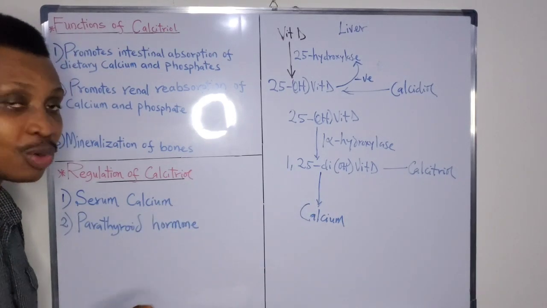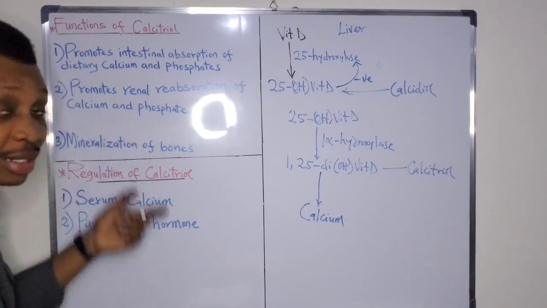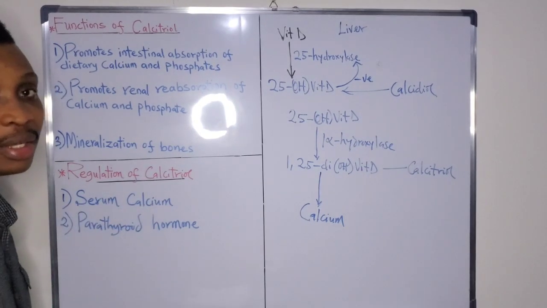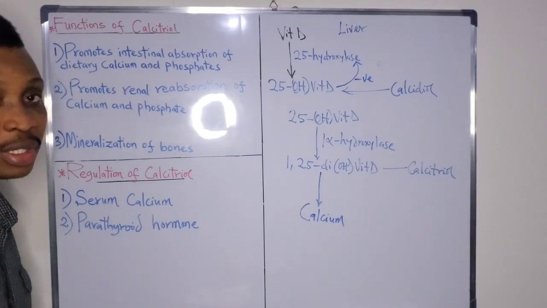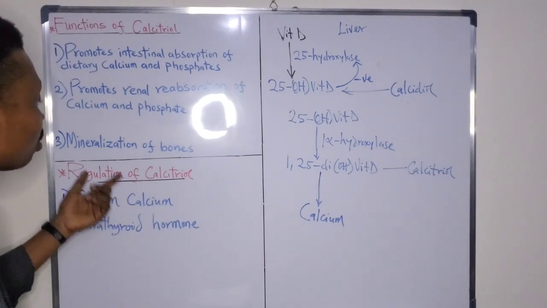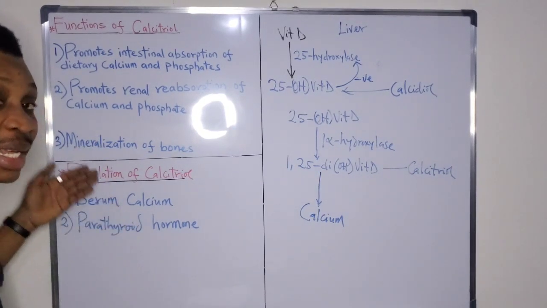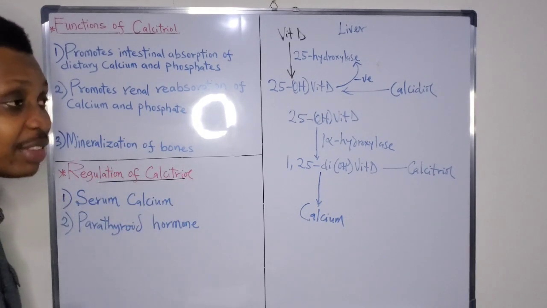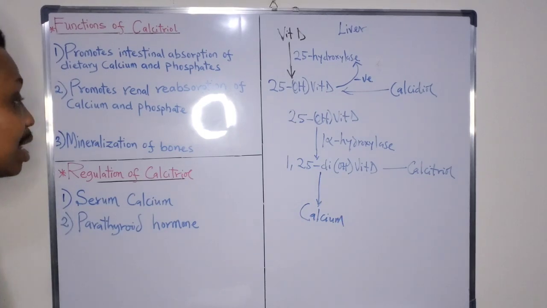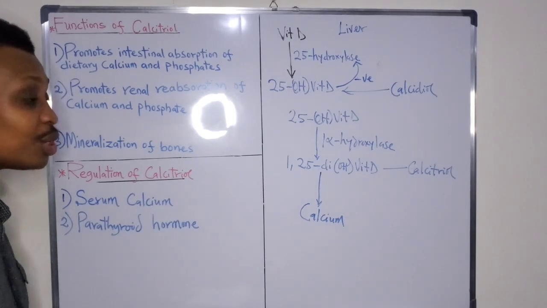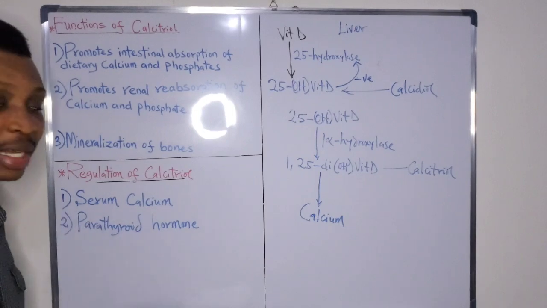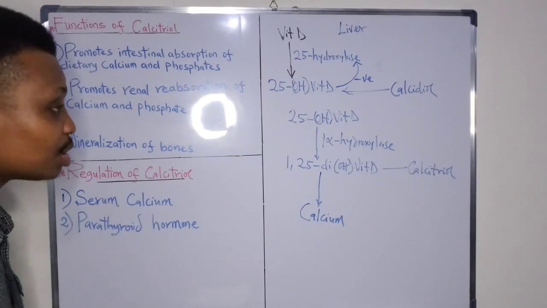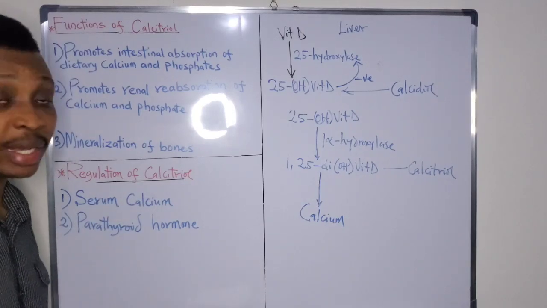Calcitriol also plays a role in ensuring that these minerals, calcium and phosphate, are deposited in the bone matrix, and that is what we call mineralization. So it also plays a role in mineralization of bones. After these minerals are absorbed into circulation, calcitriol ensures they are deposited in the bone matrix and ensures bone health.